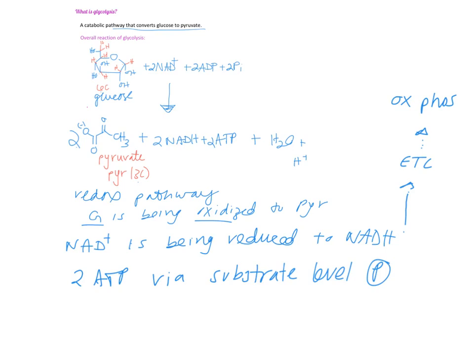I'm just going to put a P with a circle around it as a phosphate, so I'm just going to put 2 ATPs via substrate level phosphorylation.